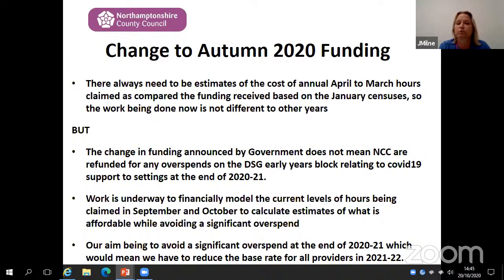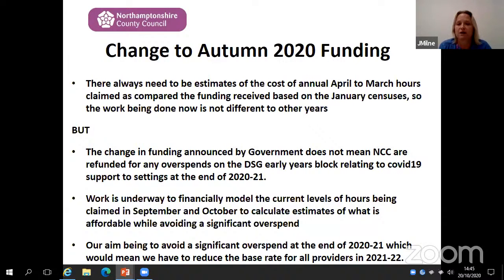And we will bring that to the December forum as well. So I hope that makes sense. But we really need to make sure that we support the sector as much as we can. And in order for that detailed work to be undertaken, part of what we're doing is going through setting to setting, each borough and each district and by provider, to see what the negative impact is.